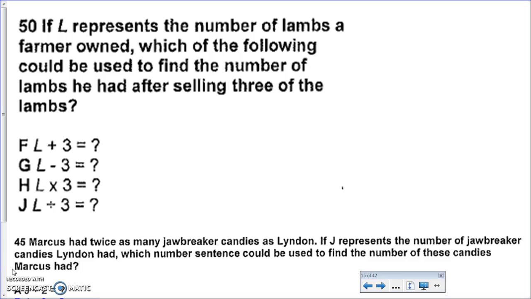So if we go back to our problem, we know we have L lambs, and that we sold 3 of them. So to take away 3, we're going to subtract. So if we match that up to our options down below, we know our correct answer is going to be G, L minus 3.